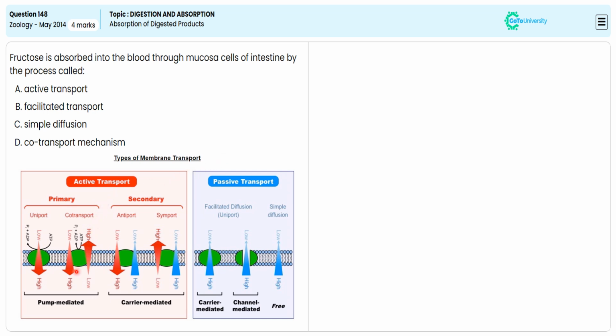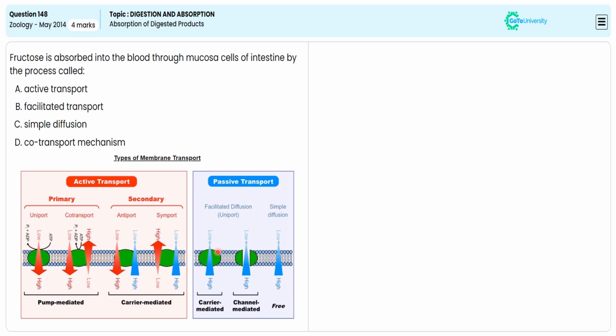In the active transport, in uniport, we are observing one molecule movement with ATP expense from lower to higher concentration. In the co-transport, two molecules are moving from lower to higher concentration in different directions with ATP expense, whereas in the antiport mechanism, we are observing the two molecule movement in opposite direction without ATP expense, whereas in symport, we are observing the two molecule movement in the same direction without ATP expense.